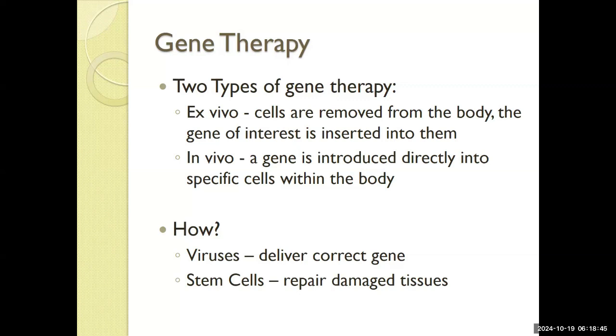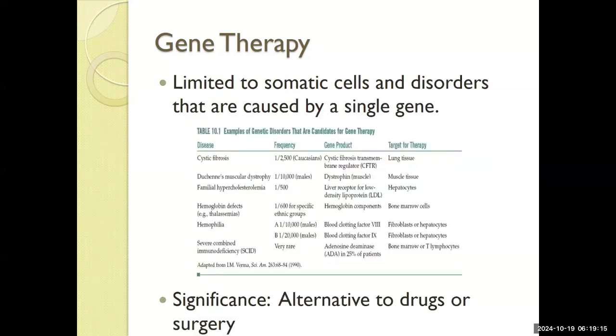The gene therapy is introduced to the person and then has to navigate the entire organism system to find the specific cells of interest, target those genes, and replace them. How can we achieve this? By using stem cells to repair damaged tissues, or using viruses because they are, at their core, genetic delivery mechanisms. Gene therapy is not the end-all be-all cure at this point in time. It's limited to somatic cells and disorders that are caused by a single gene. But that still opens the door to a number of diseases having treatment and potential curative options where before there were none. And ultimately, this is an alternative to a lifelong prescription of drugs or a very invasive surgery.